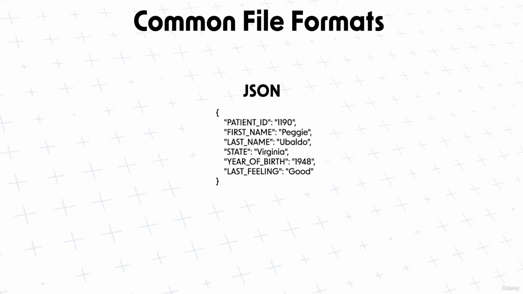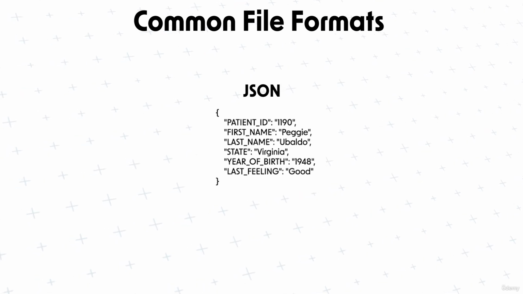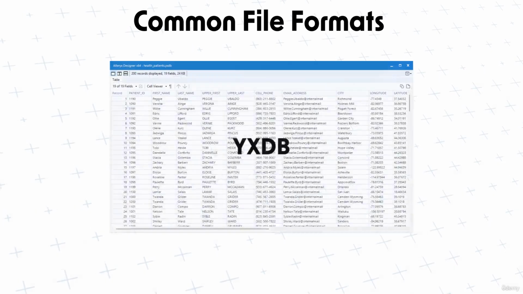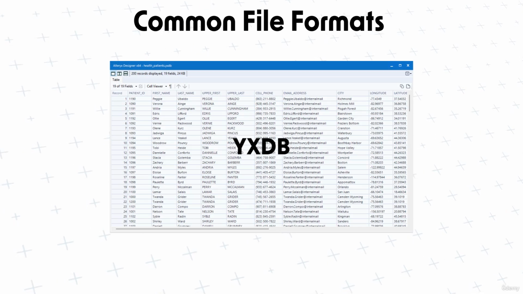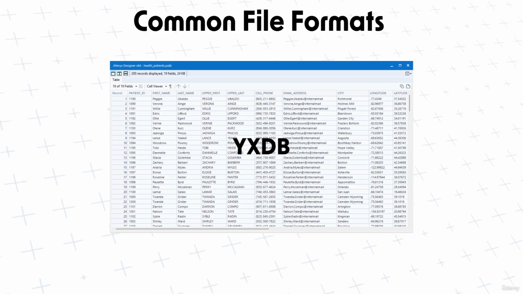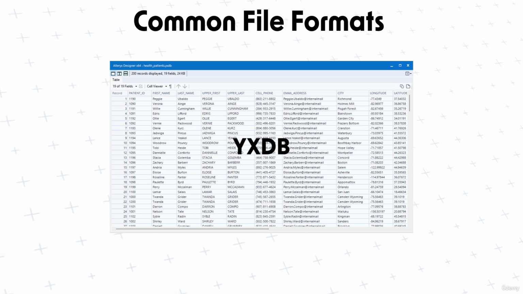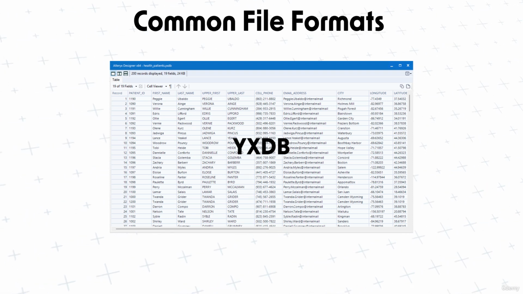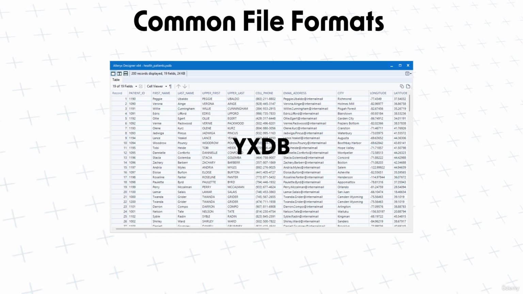There are, of course, many other file formats too, but one final one that I want to mention specifically is the Alteryx database format with the extension YXDB. This is a file format that's used for storing data within an Alteryx workflow. It's specifically designed for high performance in data processing.